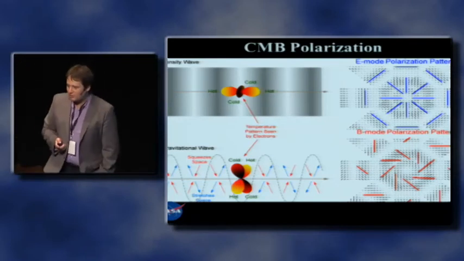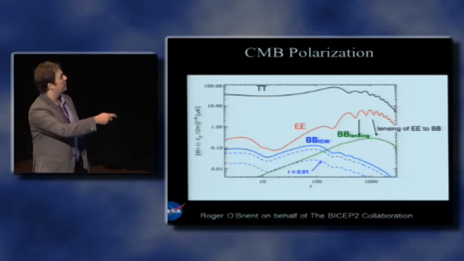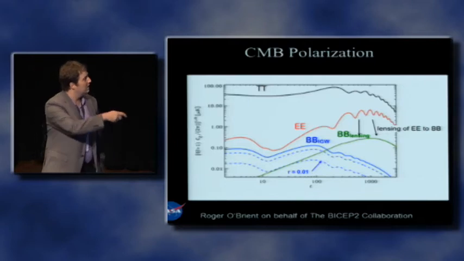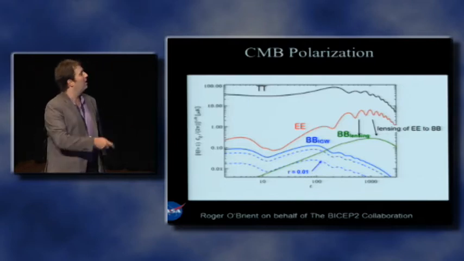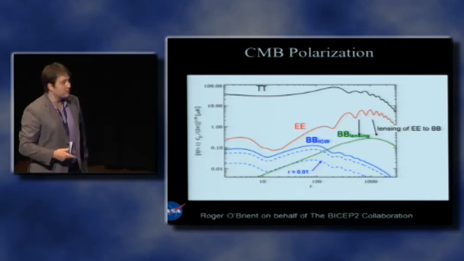The only thing you need to know in addition is what's the size of these features in the sky. So this is, again, an angular power spectrum. And so you remember temperature from earlier. This is, of course, simulations. Red here is an E-mode curve. And then blue is a range of possibilities for a gravitational wave background from producing B-modes.